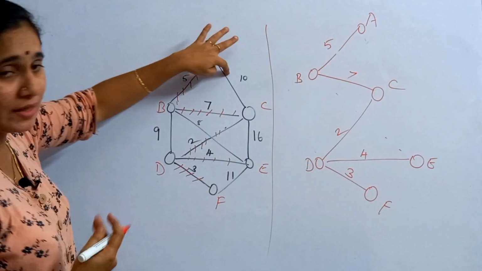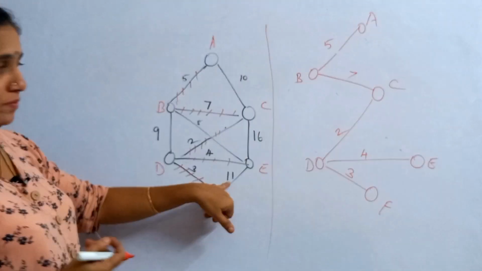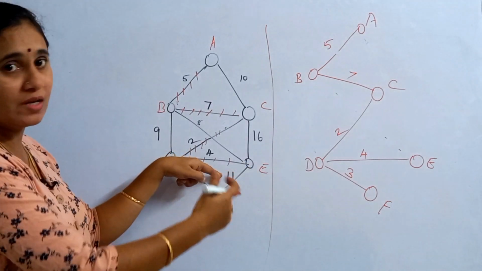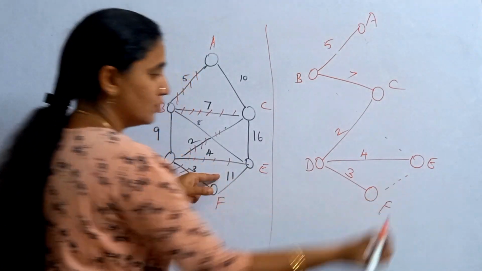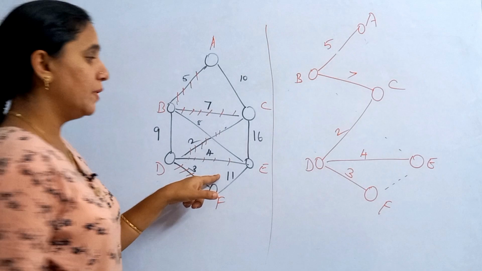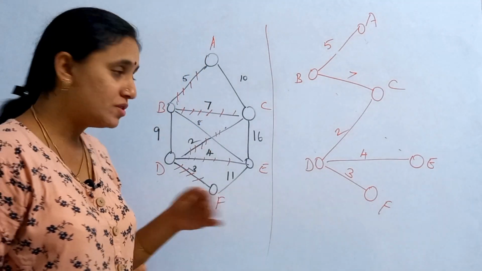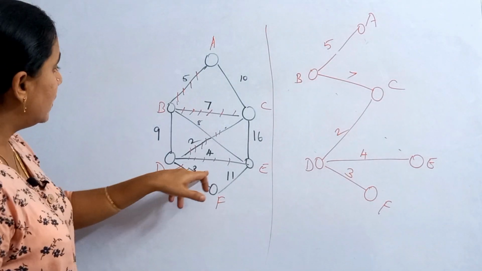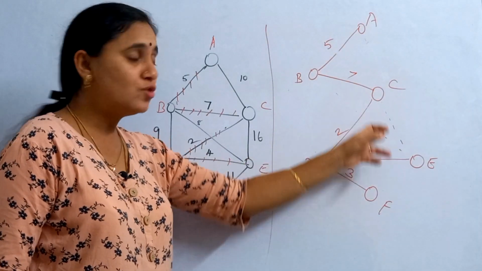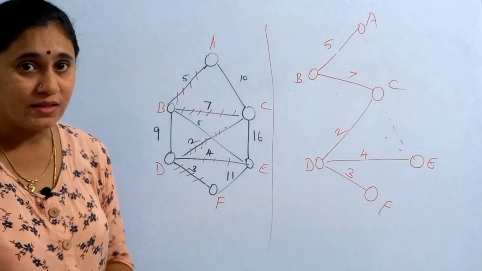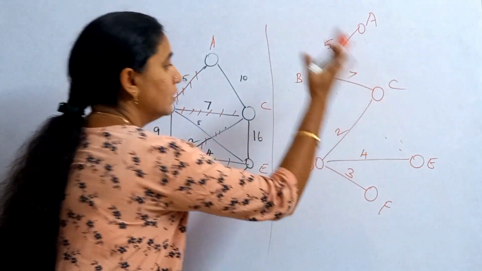Now what is the next weight after 10? So 11. E to F is 11. So if I select this also, what is happening? I am getting a cycle. So I cannot use this also. Okay, then after 11, C to E. If I join like this also, I am getting a cycle. So this also I cannot select.